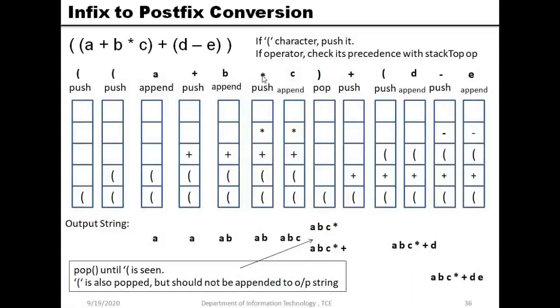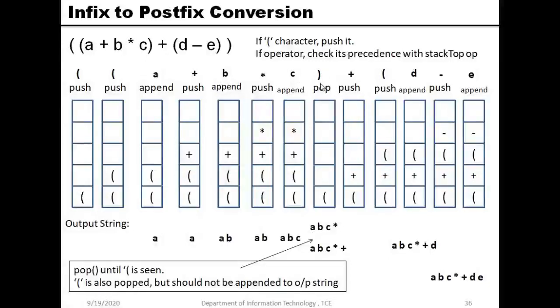Before pushing, we have to compare the precedence of star and the stack top operator, which is plus. Star has greater precedence, so it gets pushed into the stack. Next character is C, it gets appended to the output string. So the output string has ABC now. Then comes the closed parenthesis.